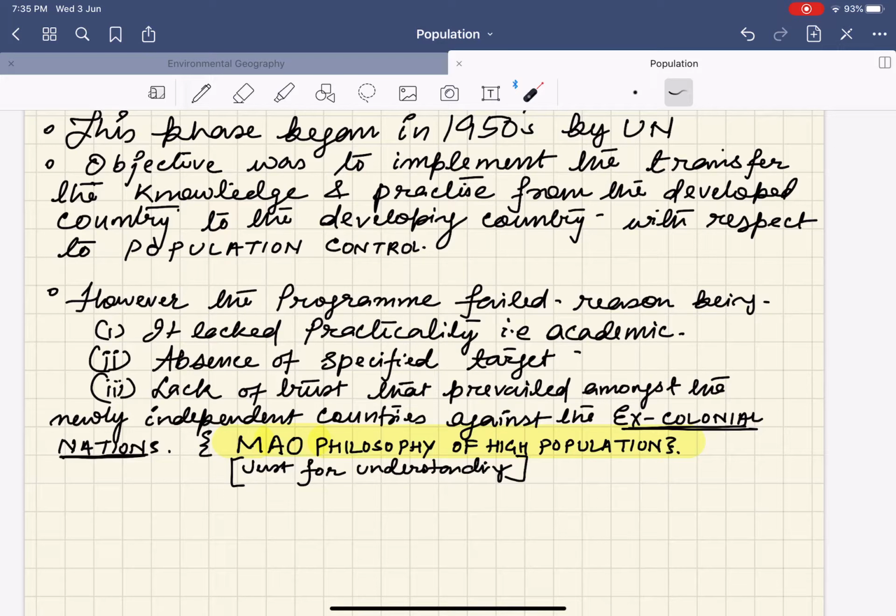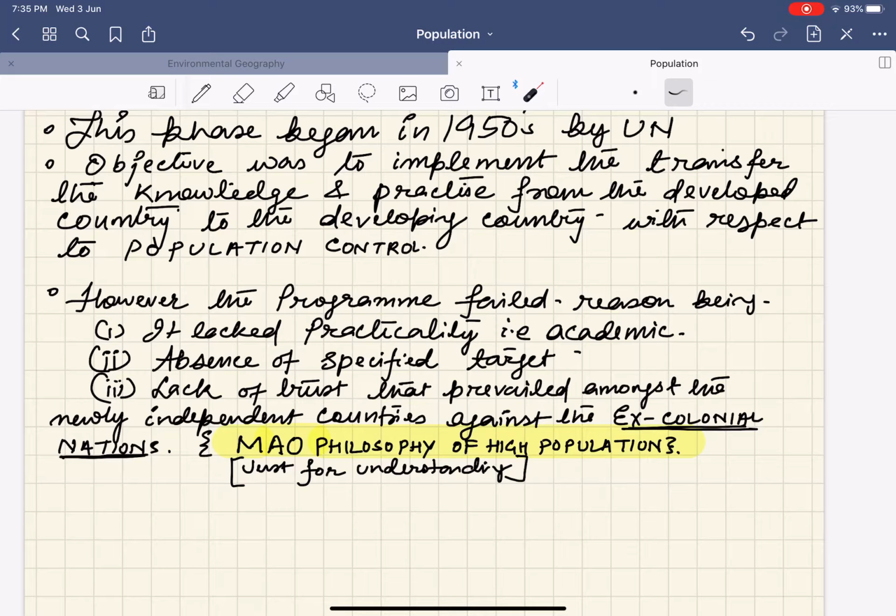Last but not the least, lack of trust prevailed among the newly independent countries against the ex-colonial nations. See, by the 1950s, you must remember that most countries, including India and other nations, had gained their freedom. And at this point in time, they were not very much satisfied with the knowledge or the initiatives of the developed nations, because they obviously knew that these were colonial nations, and there was a lack of trust between these nations.